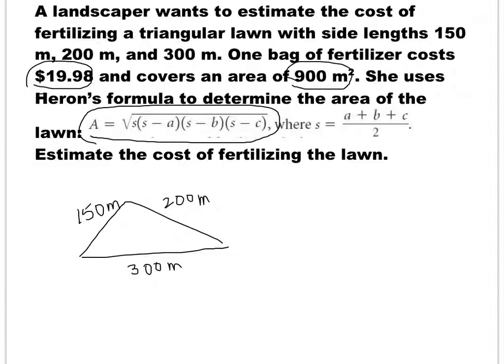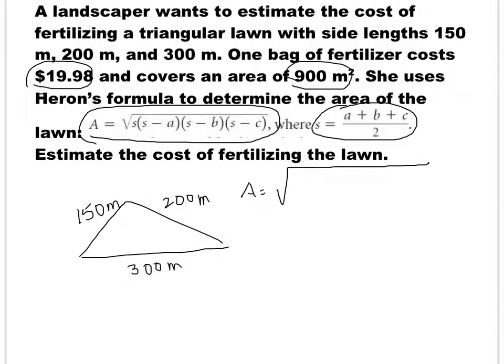First of all, since we know one bag covers 900 square meters, I have to find the area bounded by this triangular lawn. To find the area, I'm going to use Heron's formula. So I'm going to say A is equal to. Now, S in this formula is the addition of the three sides divided by 2. This is how S is defined.